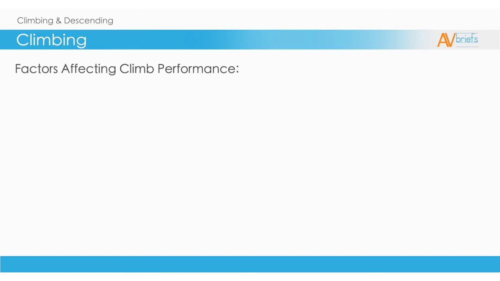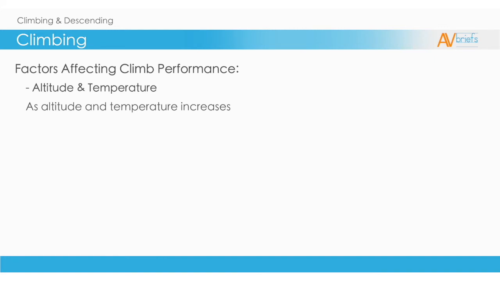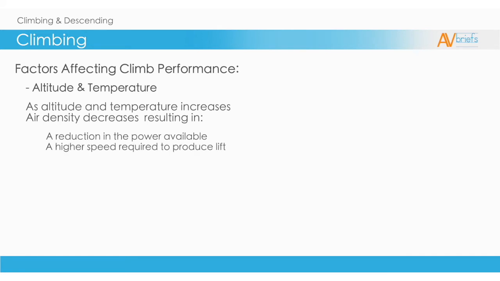There are factors which affect climb performance. Depending on how much they vary, this can have a major impact on climb performance. Altitude and temperature. As altitude and temperature increase, air density decreases, resulting in a reduction in the power available, and a higher speed required to produce lift.